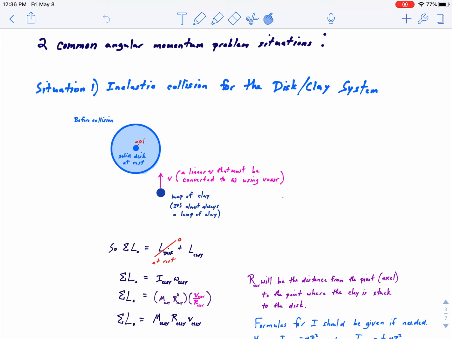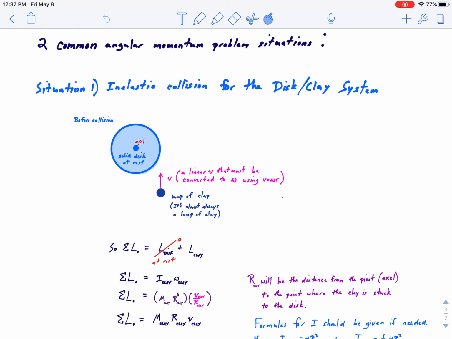In this case, I have a disk and a lump of clay. I don't know why it's always a lump of clay. Maybe just because lumps of clay stick reasonably well. But let's say we have this disk-clay system, and we have a disk that is not rotating, with an axis of rotation in the center of the disk. It has the ability to rotate about that axis, but is currently at rest.